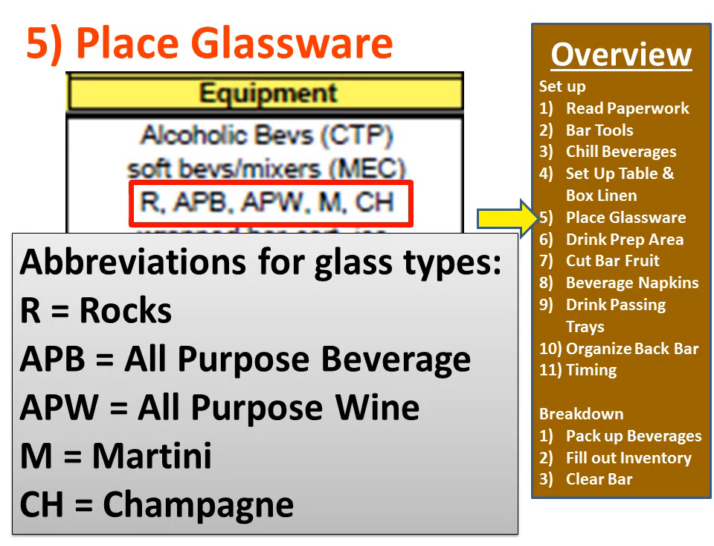As mentioned before, the paperwork calls for 5 types of glasses. R equals rocks, APB stands for all-purpose beverage, APW stands for all-purpose wine, M stands for martini, and CH stands for champagne. Again, you will learn the abbreviations over time. Don't get hung up trying to write them down and make note cards now. You will pick it up very quickly at events.